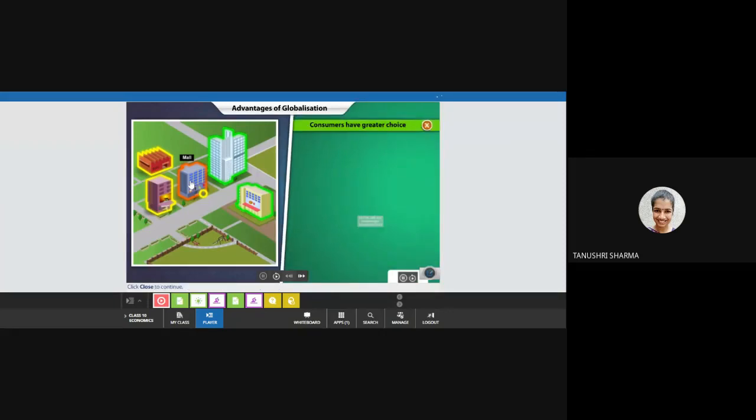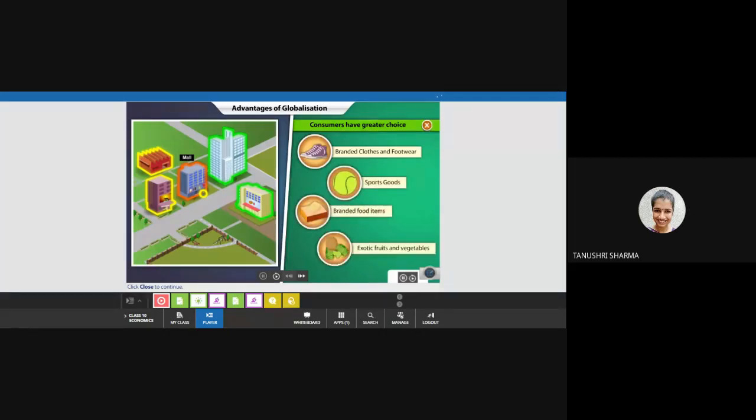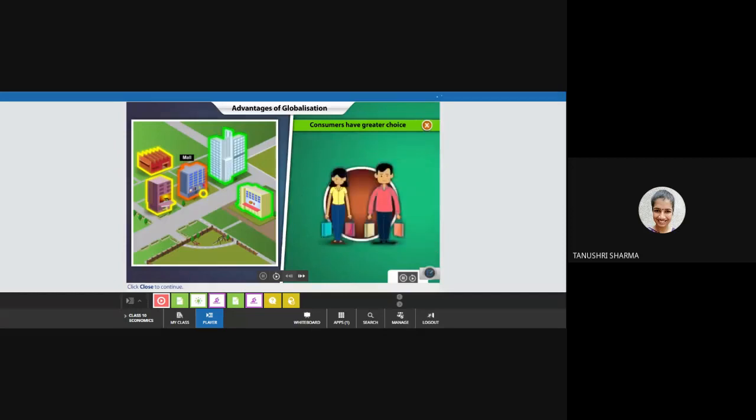The consumers of the country, especially the ones in urban areas, experience several advantages of globalization. With the arrival of multinational brands, they have access to a vast range of clothes, footwear, sports goods, exotic fruits and vegetables, all at their doorstep. The arrival of these foreign goods has led to a stiff competition amongst the manufacturers. These manufacturers have now lowered the prices of their goods while maintaining the product's quality or even improving it in some cases. As a result, the consumers enjoy a better standard of living.